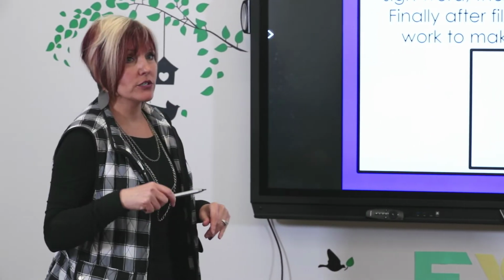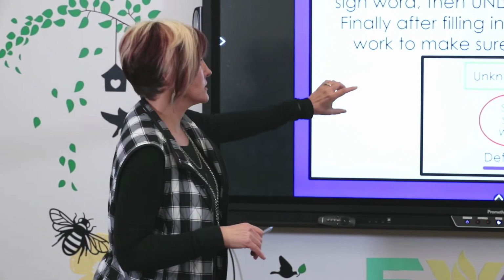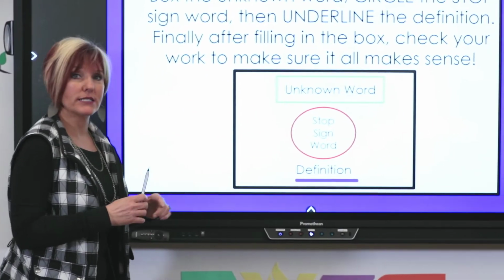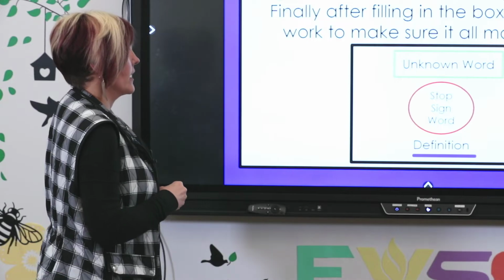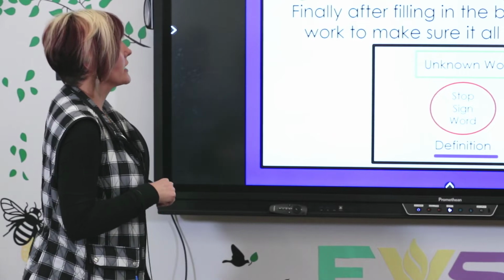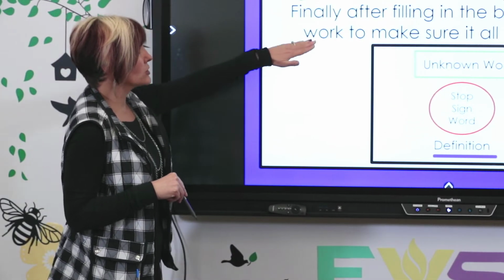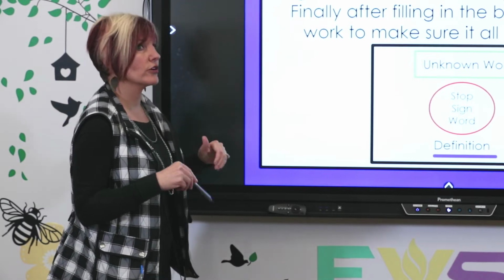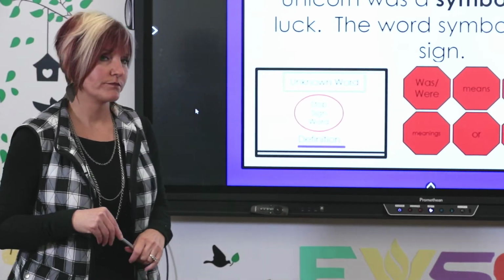So what we're going to do together today is box the unknown words. Notice I have a box around the unknown word. Then we're going to circle the stop sign word. I know we could have made the octagon, but it's easier to make a circle. And then we're going to underline the definition. Then finally, after filling in the box, you're going to check your work to make sure that it all makes sense.